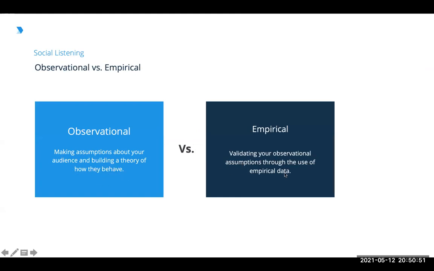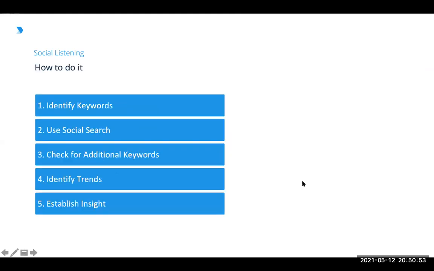So, observational versus empirical: making assumptions about your audience and building a theory of how they behave versus validating your observational assumptions through the use of empirical data. Very, very important. How do you do it? Use keywords, social search, check for additional keywords, identify trends, and establish insight.